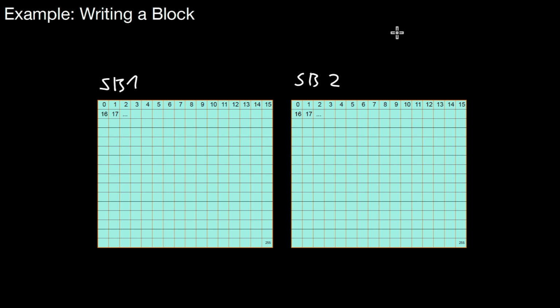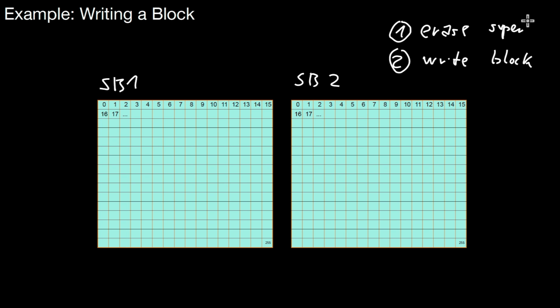We first erase it. Erase the entire super block. And second, you write to the specific block. So the second operation would be write block. So the second is on the block level, the first is on the super block level. Okay. So here in the second step, you can then write on any of those blocks.